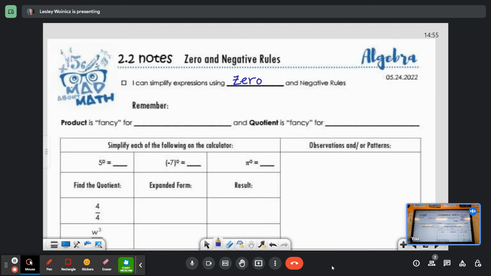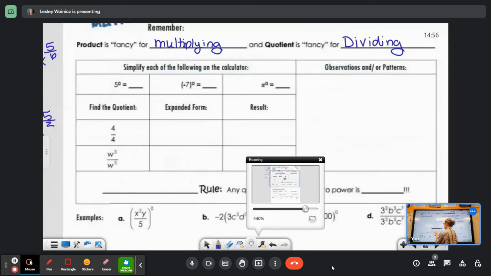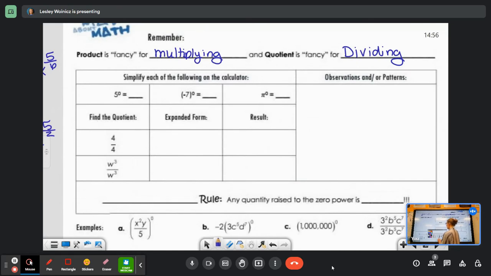Okay. Do you remember from yesterday that product is fancy for what? Yeah, it's multiplying. Okay, what about quotient? Yeah, dividing. Good. Division. So, keep that in mind. We're going to need it in a second. We are going to do a little bit of calculator exploring. We're going to put a couple of these in the calculator and see if we can find any patterns.